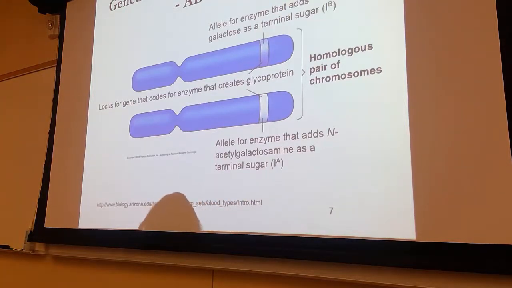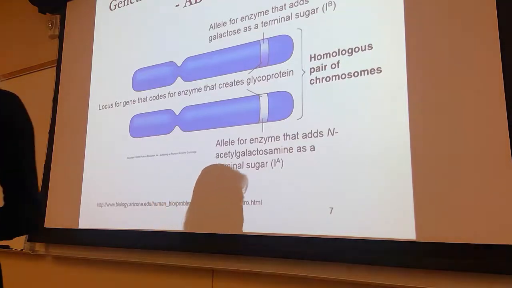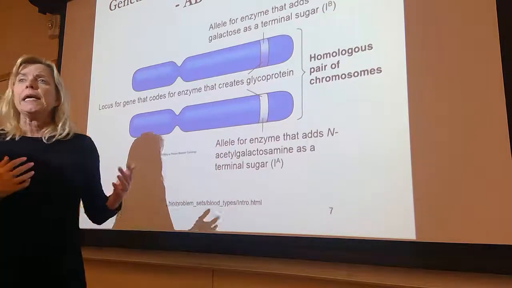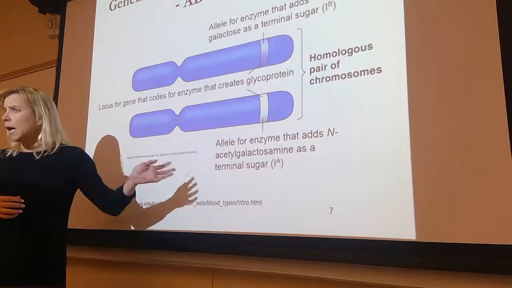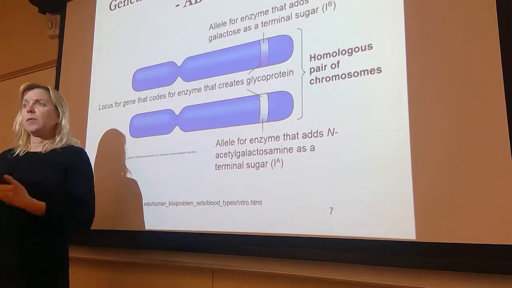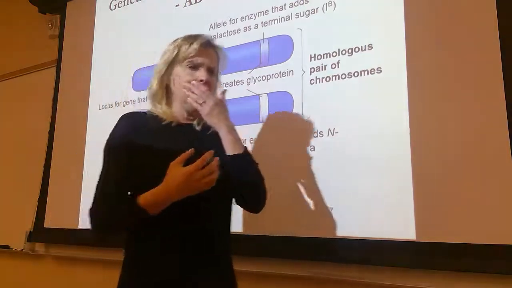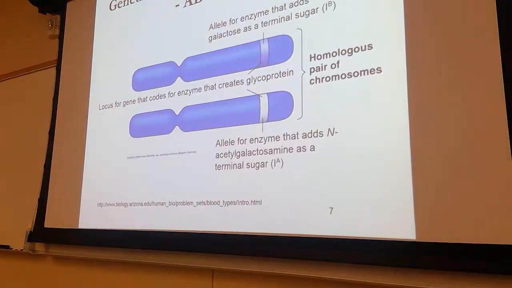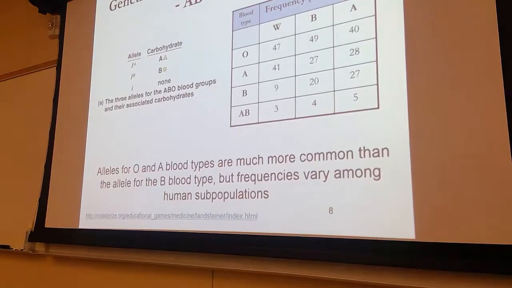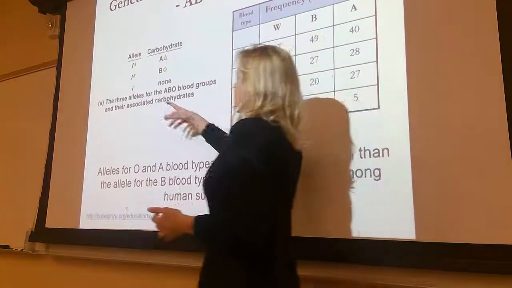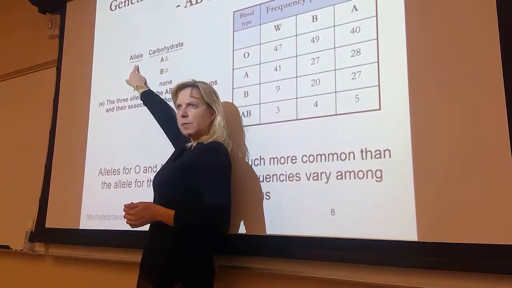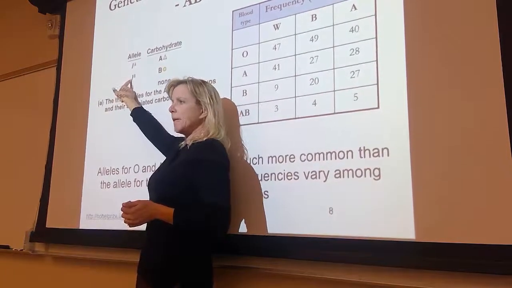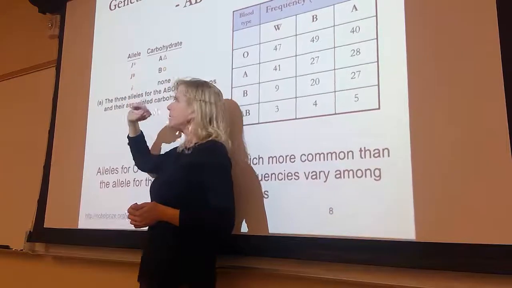And these are superscripted. So this person's genotype would be capital I superscript A, capital I superscript B. That would be the genotype. Well, let's make a list of the alleles. The allele for blood type A, capital I superscript A. The allele for blood type B, capital I superscript B.